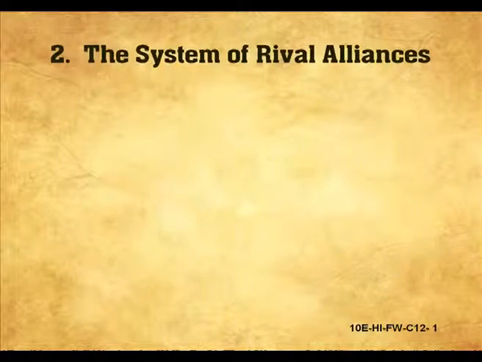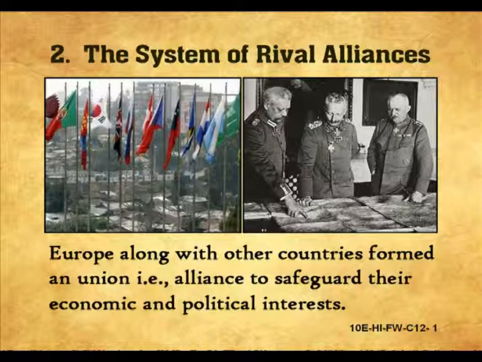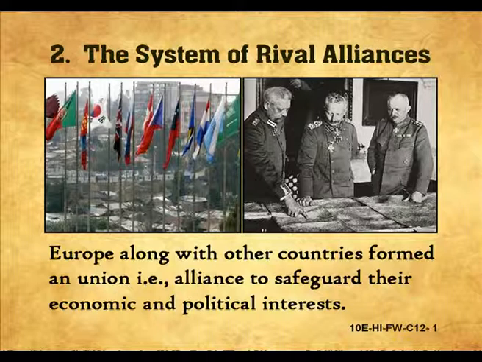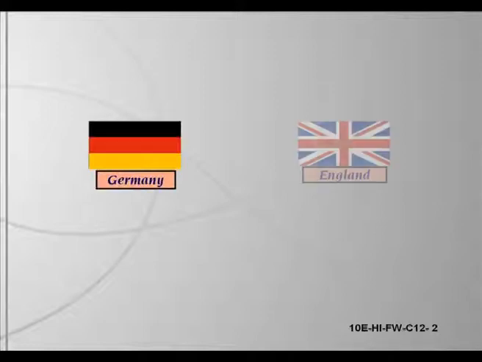Now, we will learn about the second cause for the World War, the system of rival alliances. Several countries of Europe entered into the alliance to safeguard their own economic and political interest. You will understand this better as we go on. We have already understood that there were two important countries in Europe which were behaving as rivals, one being Germany and the other England.